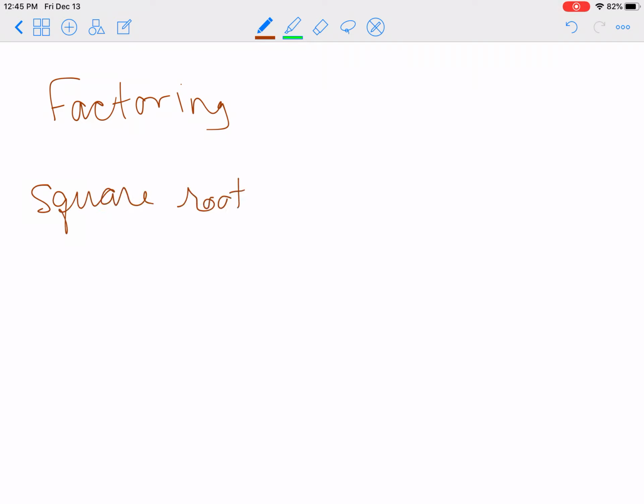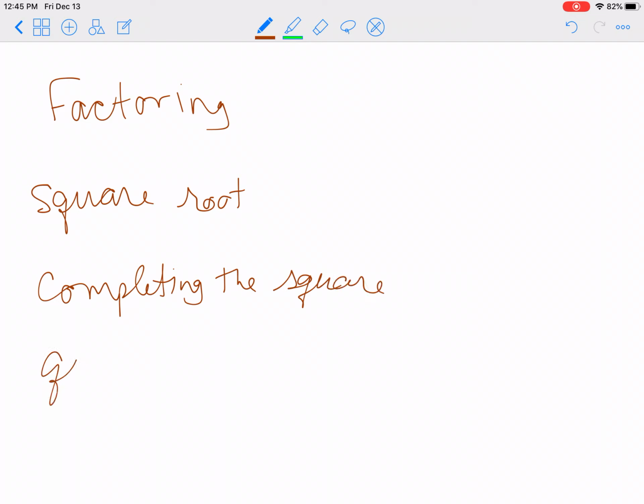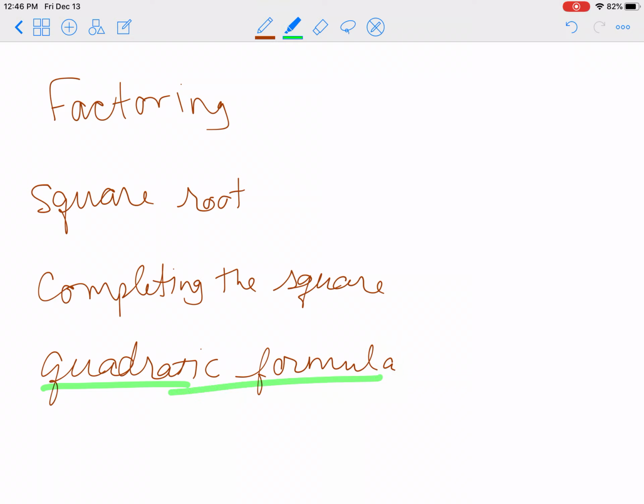We have 4 methods for solving. They include factoring, taking the square root, completing the square, and quadratic formula. Completing the square and quadratic formula are methods that work and can solve every single equation.